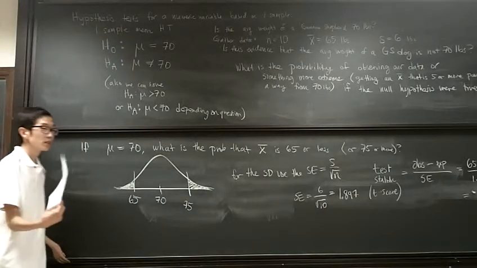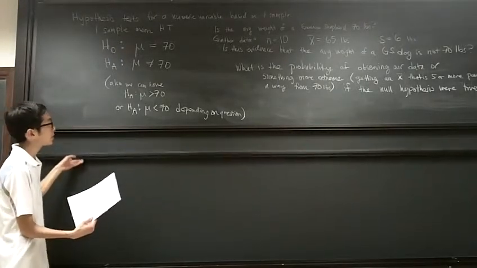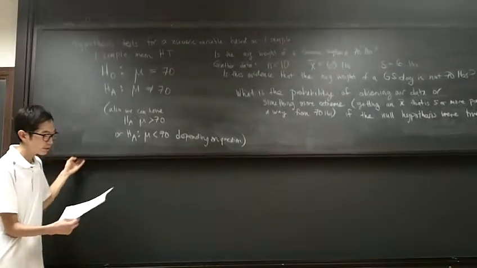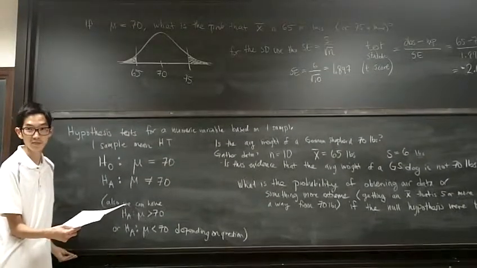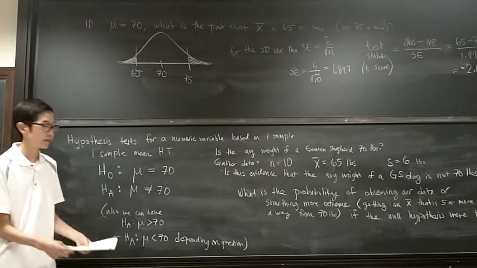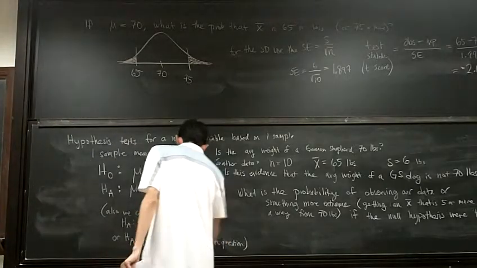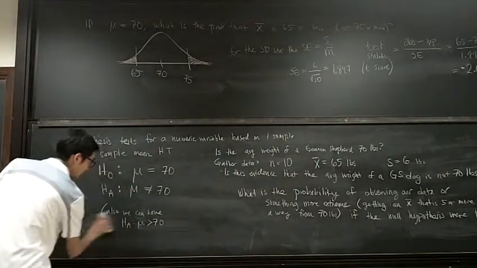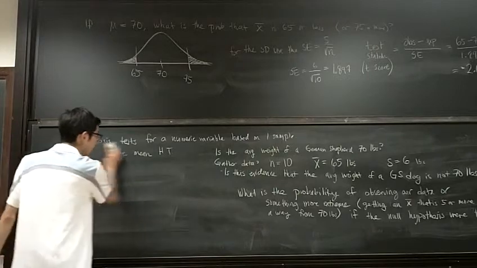All right. So when I go to my table, how many degrees of freedom do I have? 9, right? Degrees of freedom is n minus 1. So I'm going to go to 9 degrees of freedom.